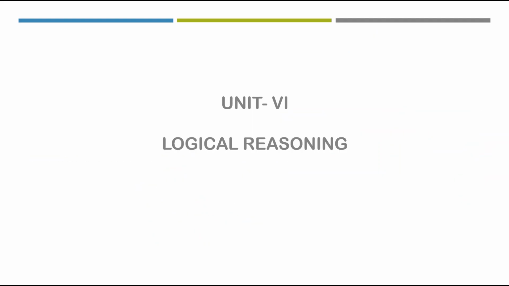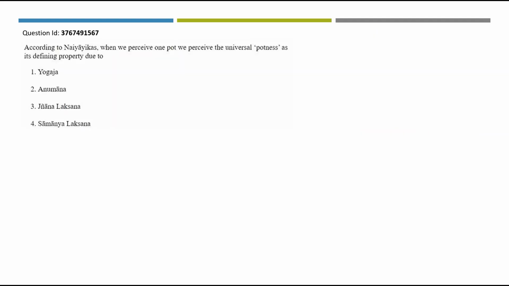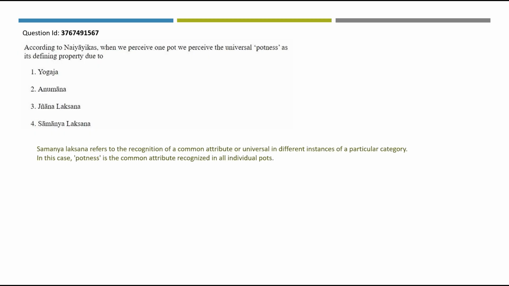Let's move on to Unit 6, Logical Reasoning. According to Nyayikas, when we perceive one pot, we perceive the universal potness as its defining property. Due to what they have asked, based on specific, they are defining universal. This is what you have to understand from the statement.